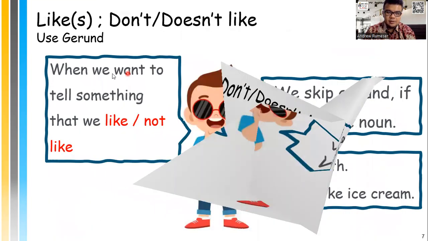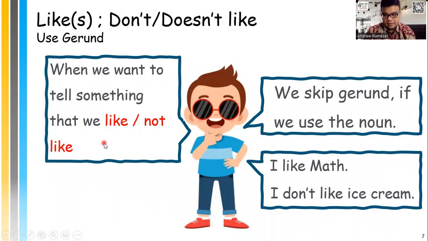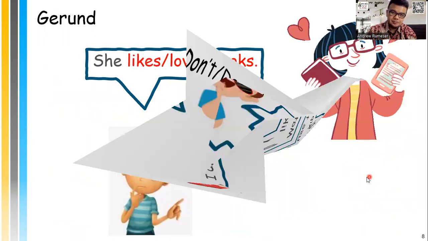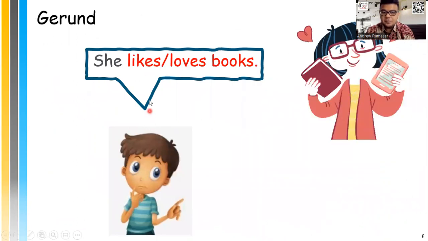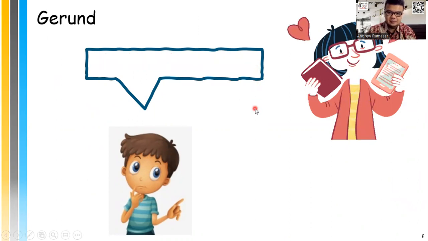All right. So when we want to tell something that we like or not like, we skip the gerund if we use the noun. Remember this. If we use the noun directly, like for example, I like math, right? So we skip the gerund. We skip the verb ing, right? I like math. So math is a noun. So that's why we skip the gerund. I don't like ice cream, right? Ice cream is the noun. Okay. Other examples for gerund. She likes books. She loves books, for example, right?